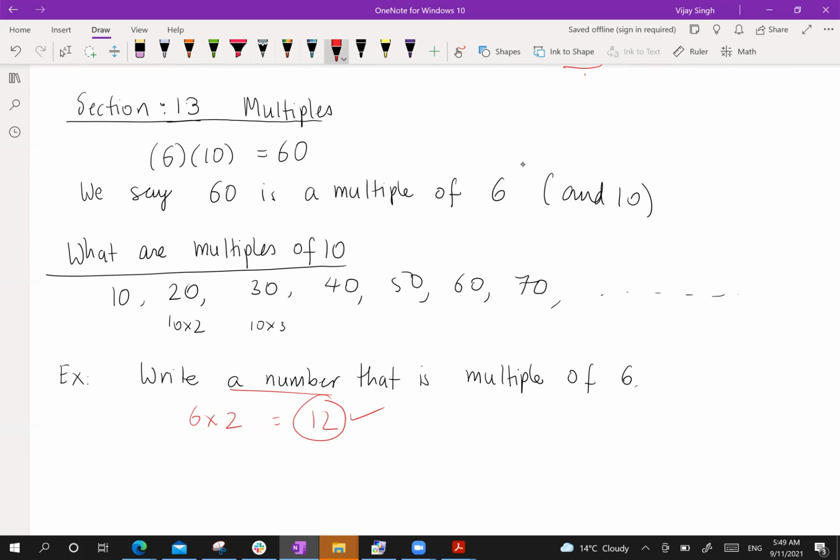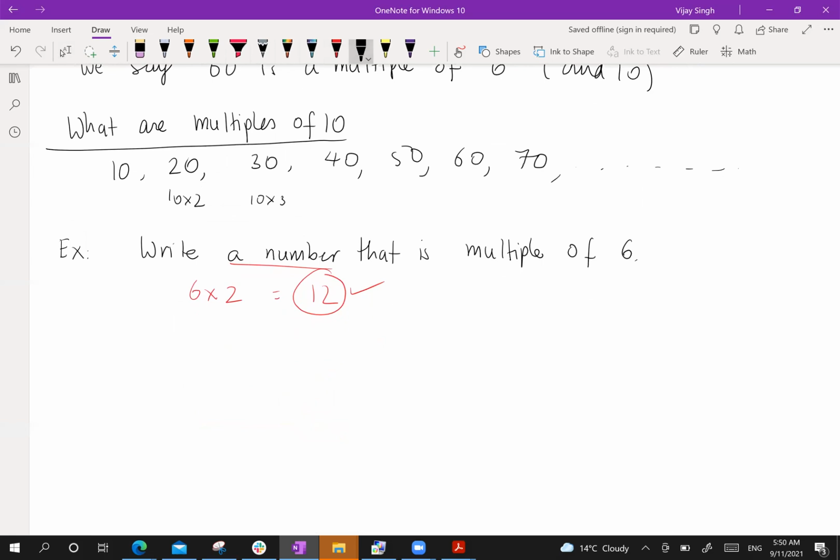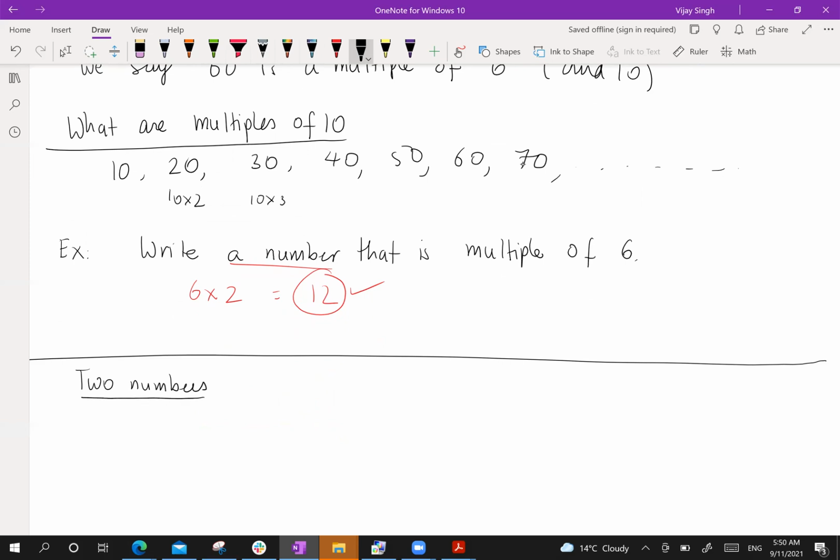Now we want to talk about common multiples of two numbers. So let's look at an example again. Let's take the following. So consider two numbers. Let's take smaller numbers. So 6 and 15. So what are the multiples of these numbers?